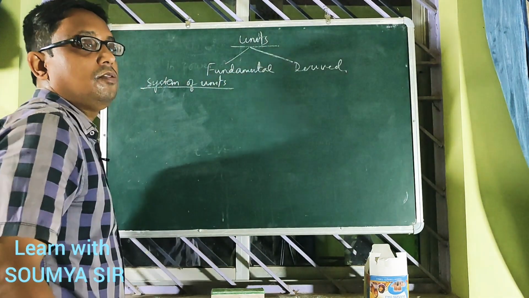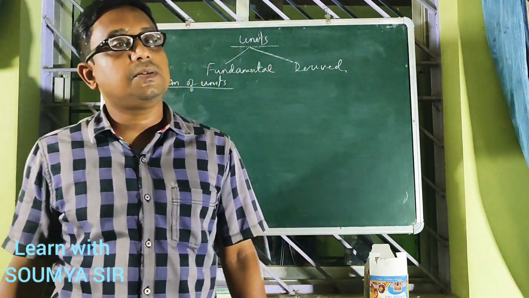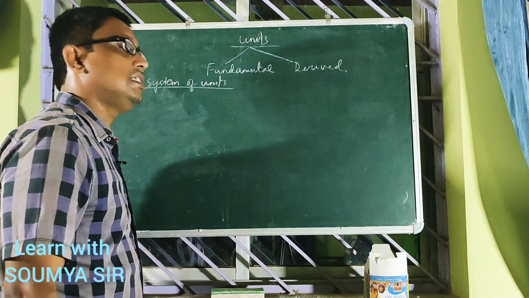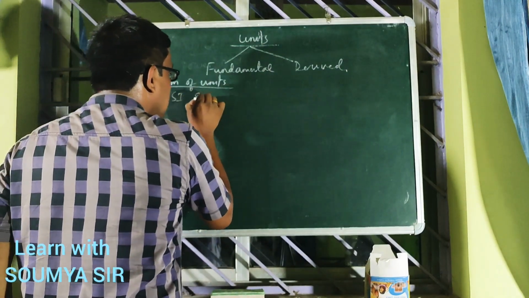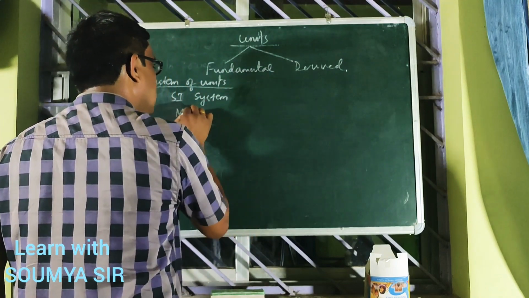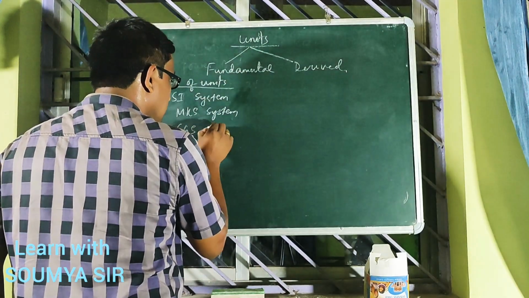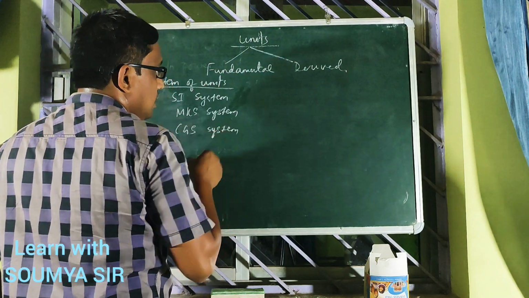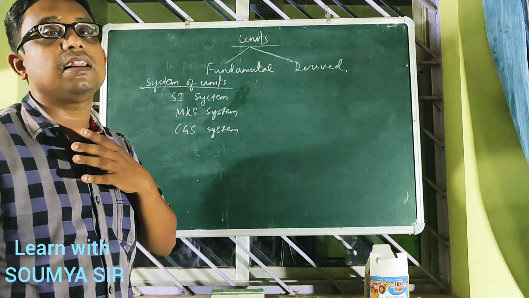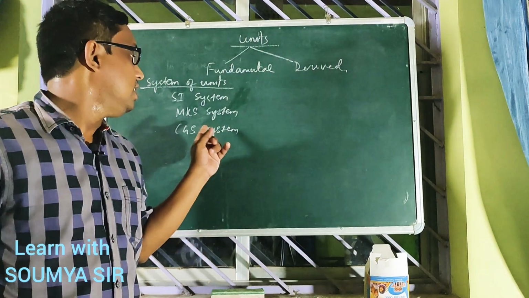In CBSE we will use only two systems mainly. One is the SI system, or we can say the generalized form of the SI system is the MKS system, and another is the CGS system. Here M is for meter, K for kilogram, S for second. These are the three fundamental quantities: mass, length and time. C is for centimeter, G for gram, S for second.